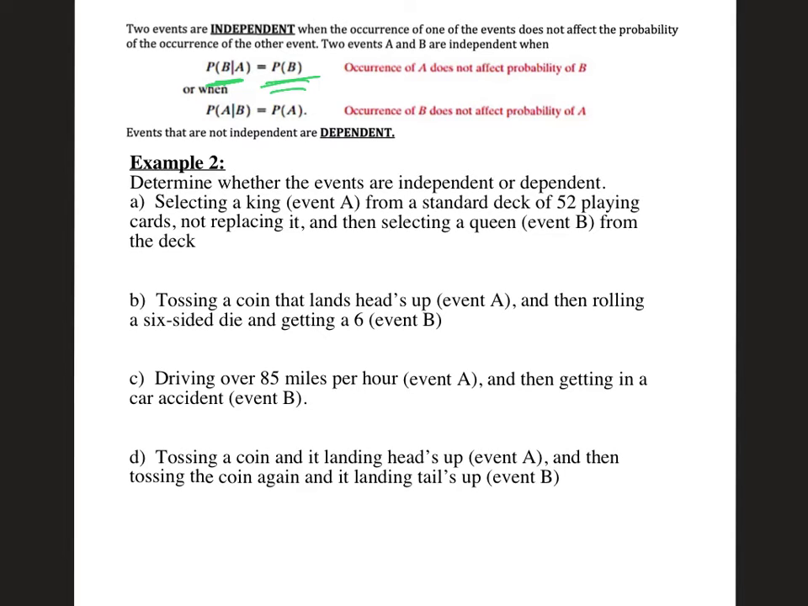Okay, so determine whether the events are independent or dependent. Selecting a king from a standard deck of 52 playing cards, not replacing it. That's your key right there. We are not replacing it. And then selecting a queen. So event A is the first selection, event B is the second selection. We did not replace it, so our second selection of one card would be dependent on the first one. Okay. Dependent. Did I spell that right? Sure, looks good. Okay.